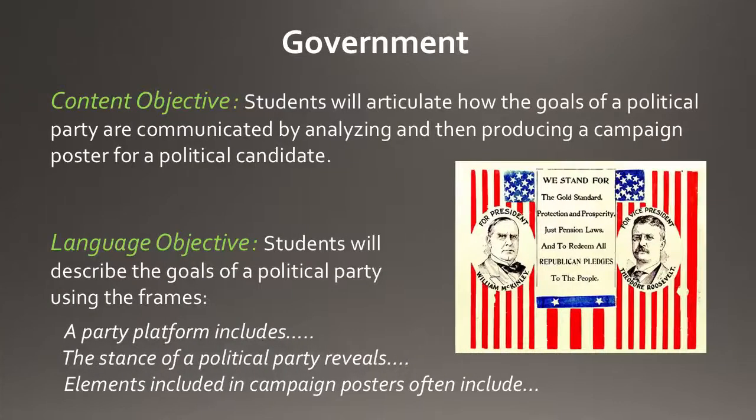Here's another example. The content objective is that students will articulate how the goals of a political party are communicated by analyzing and then producing a campaign poster for a political candidate. So we would ask ourselves, what language do students need to be able to do this? First, they would need to know how to describe the goals of a political party before they can analyze how the goals are represented in a poster, right? So the language objective might be something like this. Students will describe the goals of a political party using the sentence frames, a party platform includes, the stance of a political party reveals, and elements included in campaign posters often include, etc., etc.